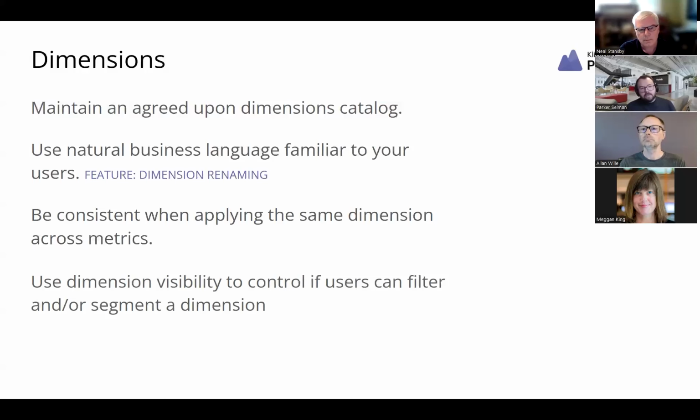You can also use some dimension visibility functions that we have built in within the product to control if users can filter and/or segment a dimension. So what do I mean by this? Let's think about an example where you've got an account ID dimension on a given metric. You may have hundreds or thousands of unique account IDs that represent sessions or users in web traffic. And so to segment a visualization by those account IDs may not be very useful.